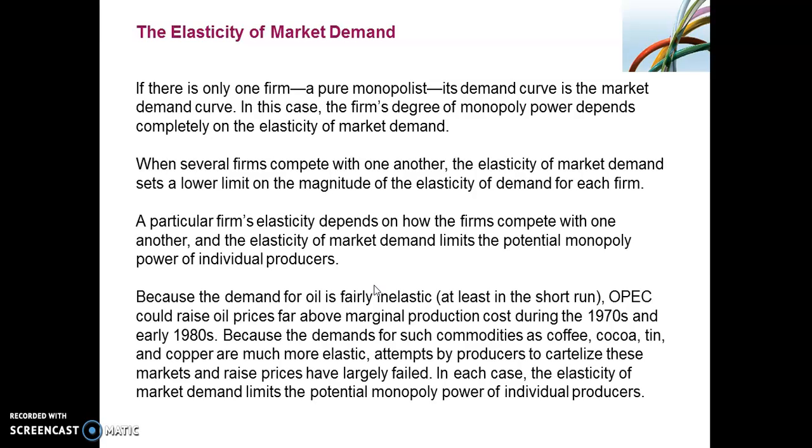Think about our demand for petrol or for diesel. Even if the prices go up greatly in the short run, because the market demand is inelastic, we still purchase that diesel or that petrol. But in the long run, of course, you'd find that the market demand becomes more elastic because we can adjust our purchasing decisions.